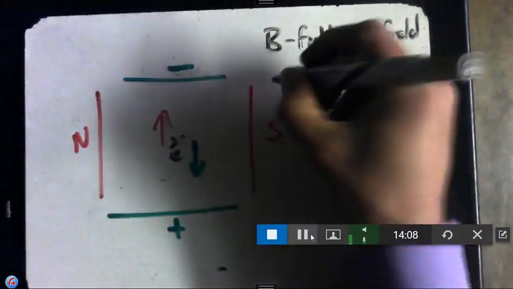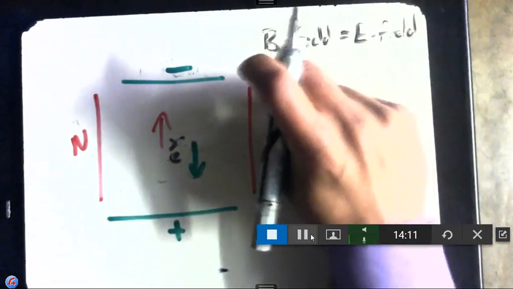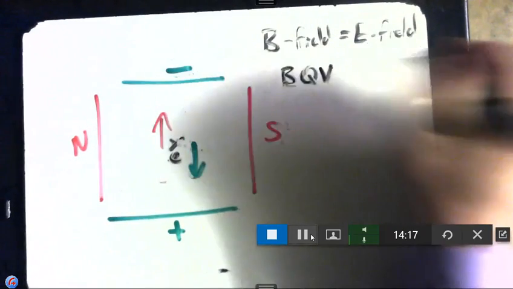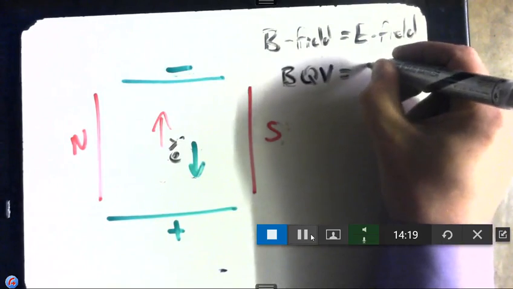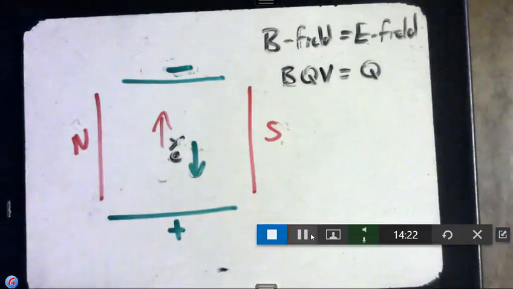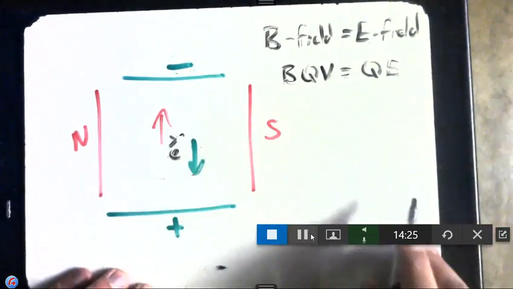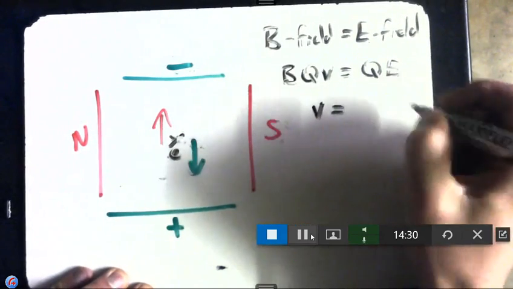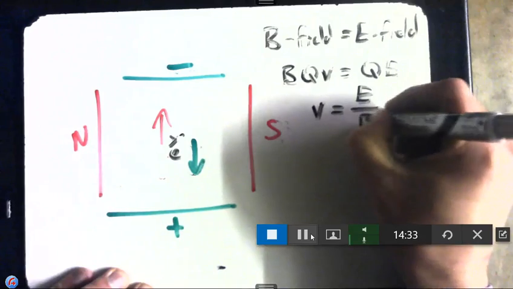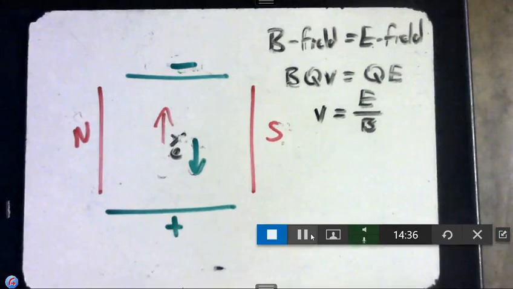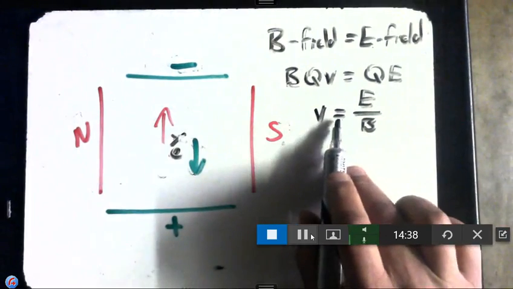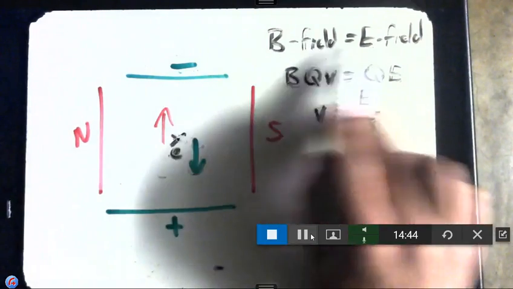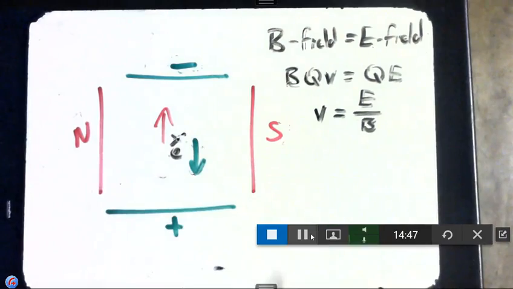So if we just look at the equation, the magnetic force is going to be BQV, and the electric force is Q times E, where Q is the charge. The Q's cancel, and V is the velocity. So we get that the velocity is equal to the electric field strength over the magnetic field strength. So when my particle comes right through the middle, when there's no deflection, that means the two forces are equal, so this relationship will be true.